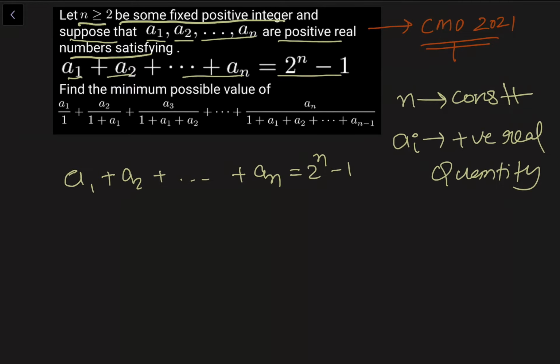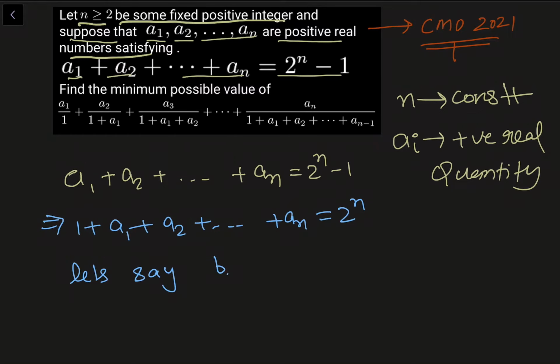Now I can rearrange this equation and write it as 1 plus a1 plus a2 till an is equal to 2 raised to power n. Now from our side, let's say bn is equal to 1 plus a1 till an, or I can say that it is the summation i equal to 1 to n of ai plus 1. I can say that I assumed it from my side.